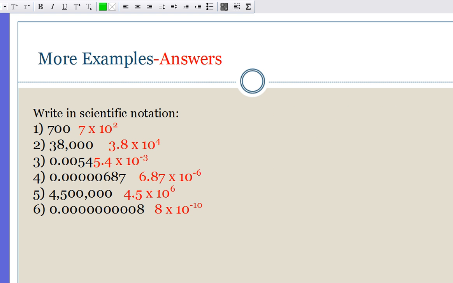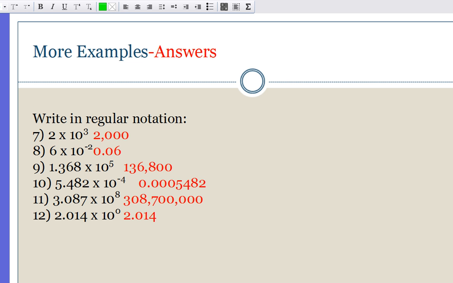There's the answers to the first 6. Check your work. Now hit pause and see how you did. Here are the answers to the next group. Hit pause and see how you did.